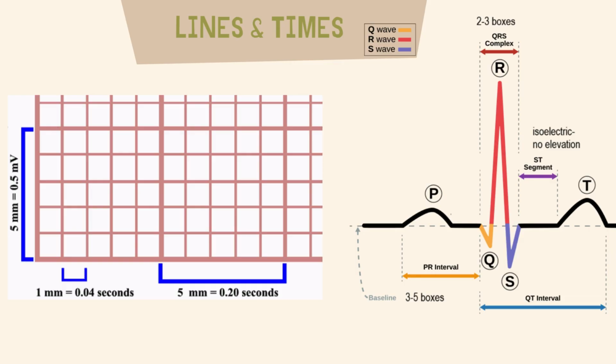And this is where we determine if we have a bundle branch block, if we have QT prolongation, if we have an AV node block, and how long something is supposed to take as opposed to how long it's actually taking. The same thing with amplitude.